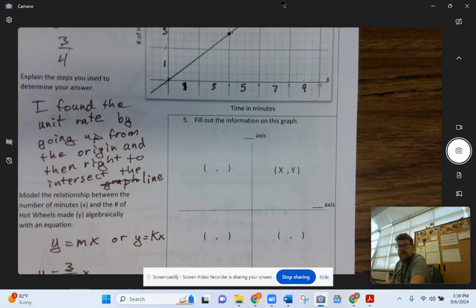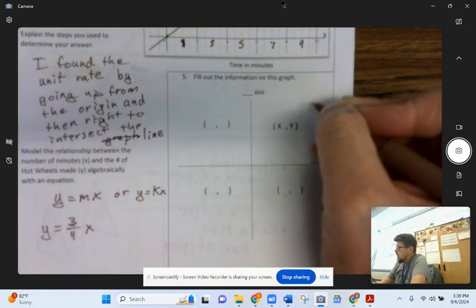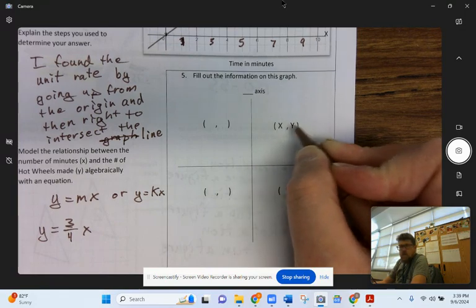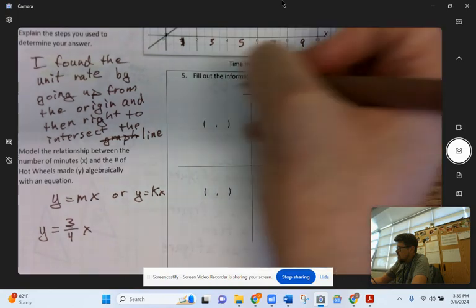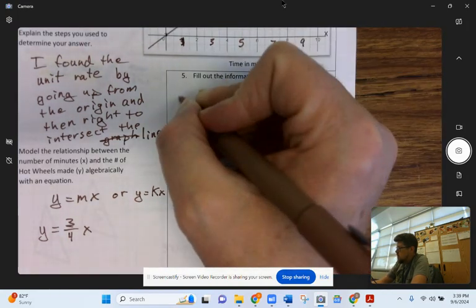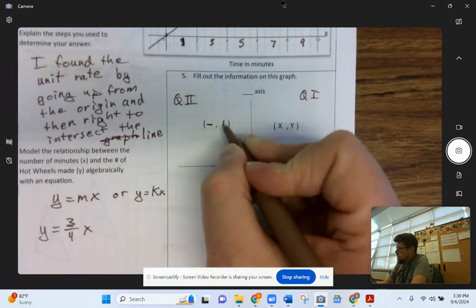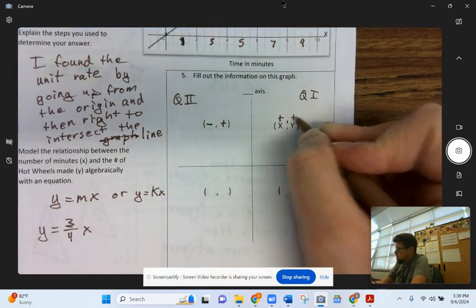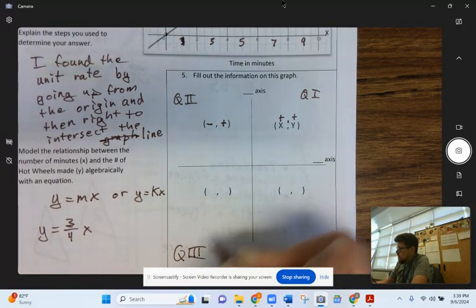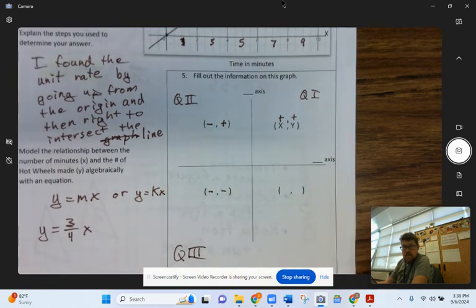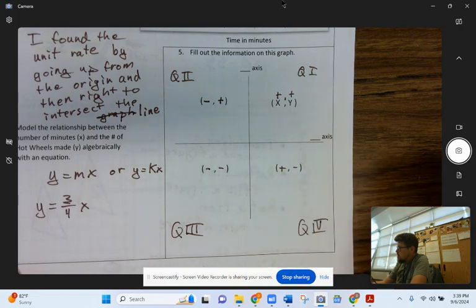Okay. For number 5, all we're doing is kind of like labeling this graph, right? We have quadrant 1 right here. Your x and y values are both positive here, and as we move around in a counterclockwise fashion, we go from quadrant 1 to quadrant 2, where our x values are negative and our y values are positive. Oh, and this one, let me make sure that these are labeled. They're both positive in quadrant 1. As we move on to quadrant 3, your x values are negative and your y values are negative. And then as we move into quadrant 4, your x values are positive and your y values are negative.